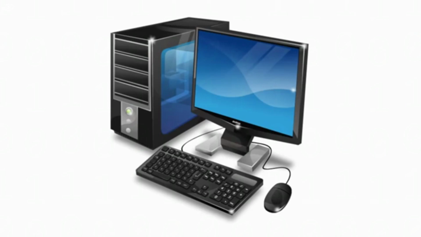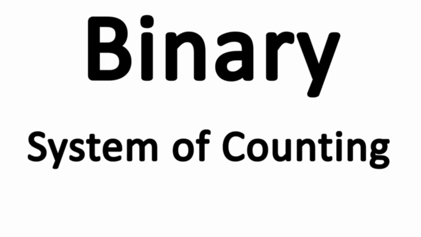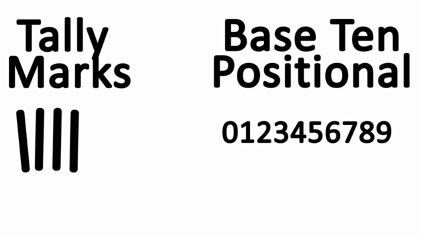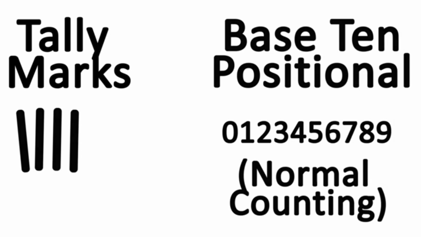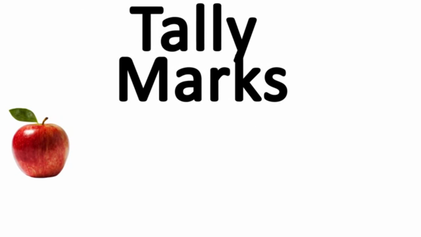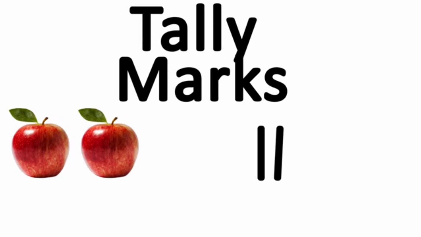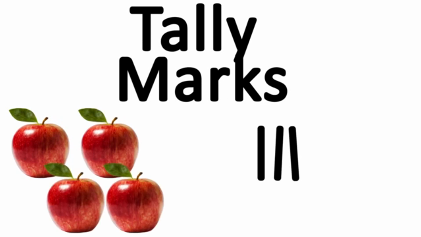Before we get to computers, let's talk about what binary itself is, as it existed long before computers did. Binary is nothing more than a system of counting. To understand how it works, let's look at two other systems of counting, tally marks and the glorious base 10 positional that we all know and love today. Tally marks are the simplest counting system imaginable. However many things you have, you put down that many marks, easy as pie, but not very efficient.